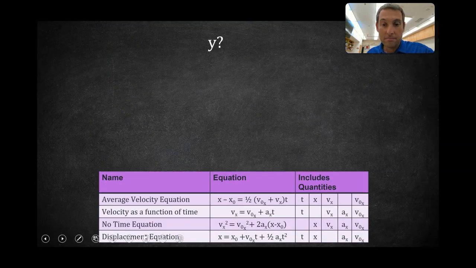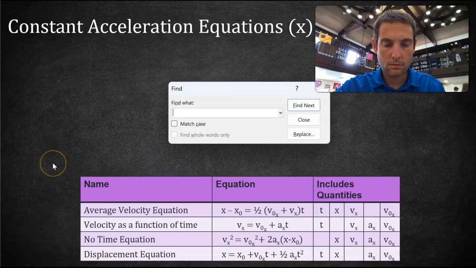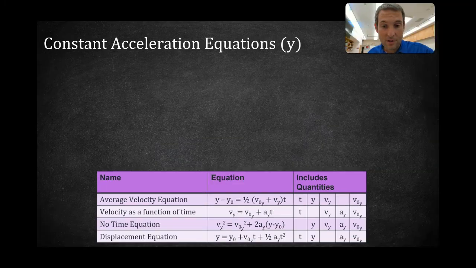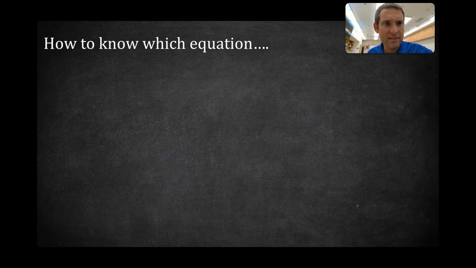So that's x. What about y? That's it. Everything is now y. So now whenever we're dealing with vertical motion, we can just use the y equations. If we're dealing with vertical motion, you cannot use x equations. Motion in the x-axis has to be completely independent from motion in the y-axis. We're going to talk more about that soon in a different lesson.